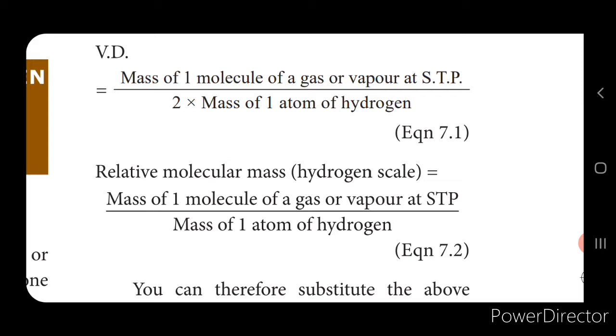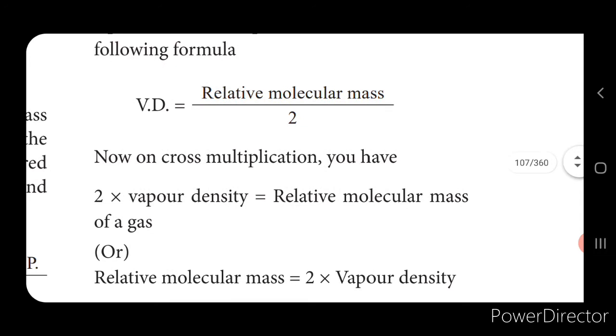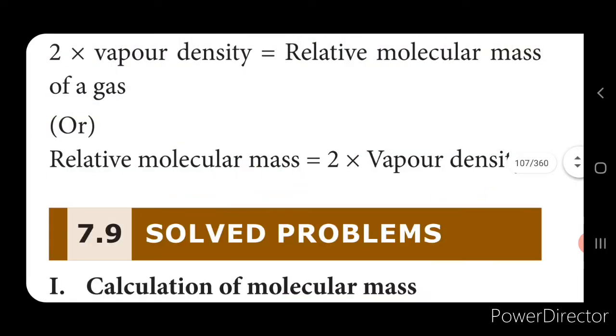So instead of this, I can substitute relative molecular mass. So this can be written as vapor density is equal to relative molecular mass divided by 2. When this 2 goes to the other side, that is the left hand side, it becomes 2 into vapor density is equal to relative molecular mass. So the relationship between relative molecular mass and vapor density is: relative molecular mass is equal to 2 into vapor density.